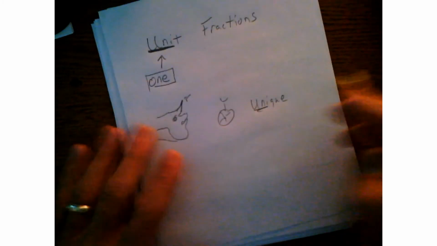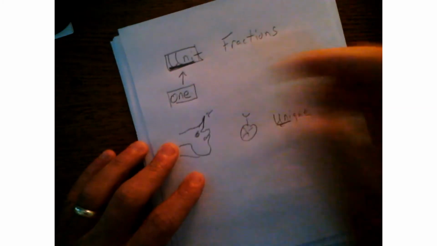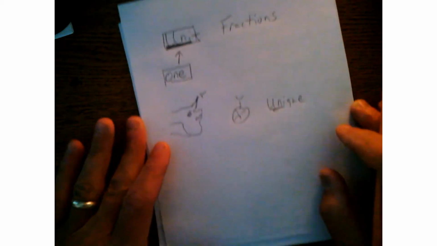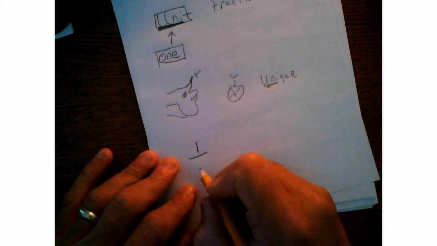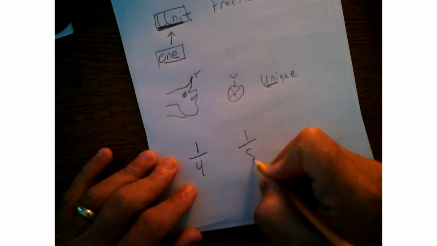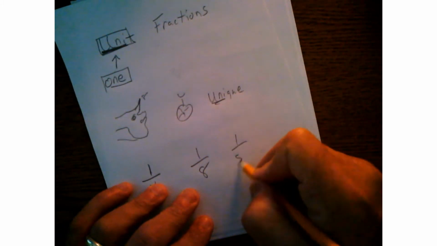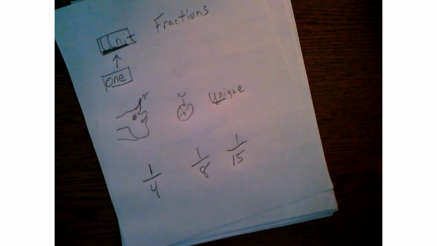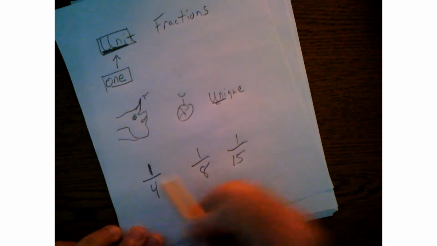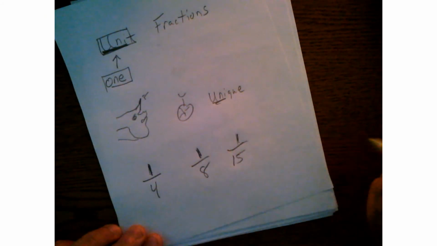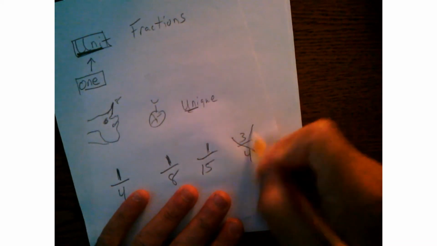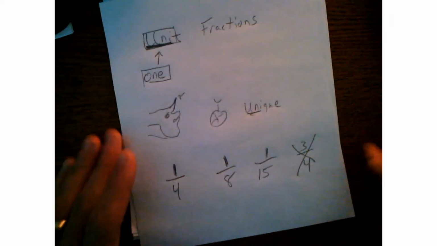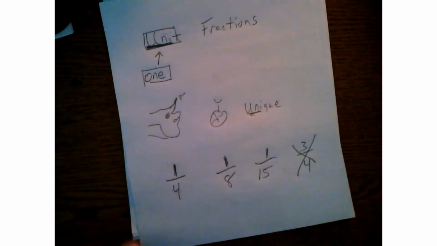Unique. So when we're talking about unit fractions, we're talking about fractions with the number 1 on top. So 1/4, 1/8, 1/15. Anyone with the unit on top, uni, the number 1, is a unit fraction. So like 3/4 is not a unit fraction. Remember, uni from the Latin word for one.